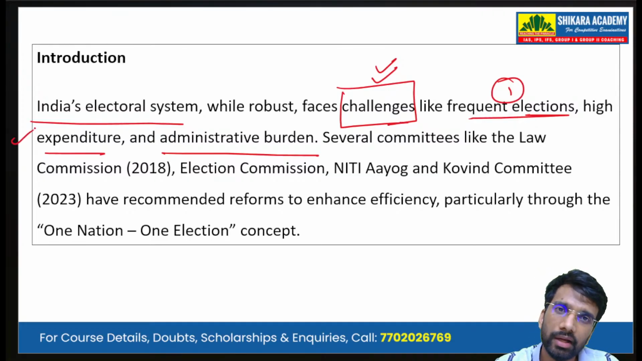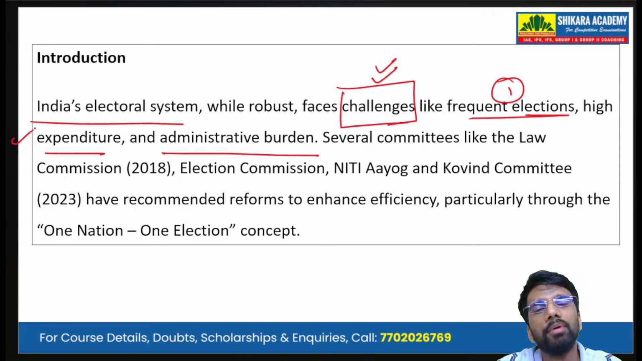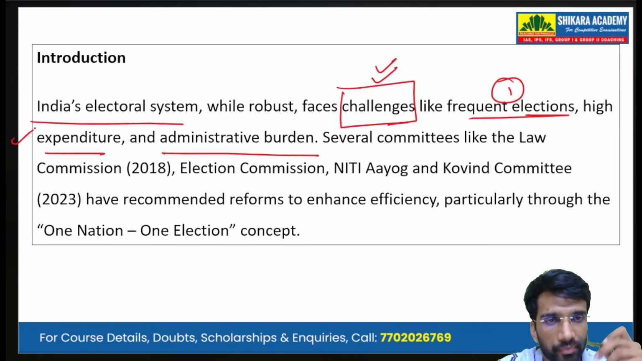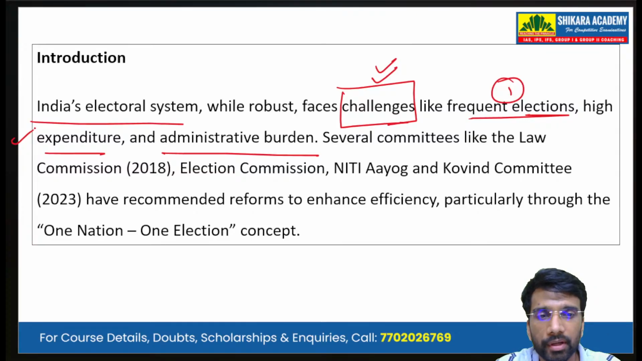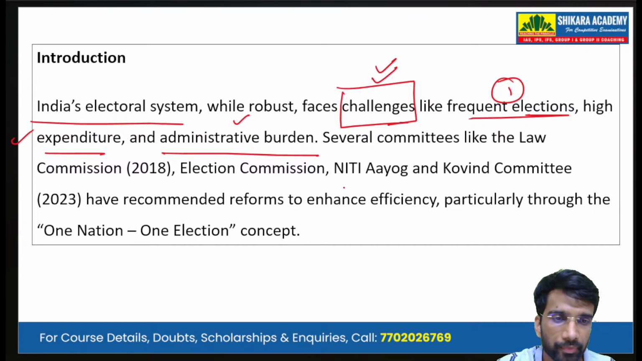These elections lead to higher expenditure. The government is spending more and more money because troops and security forces are being deployed, and the entire election machinery is put into motion. Then there is the administrative burden. So these are the challenges.